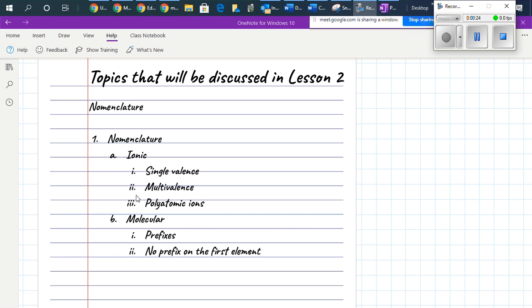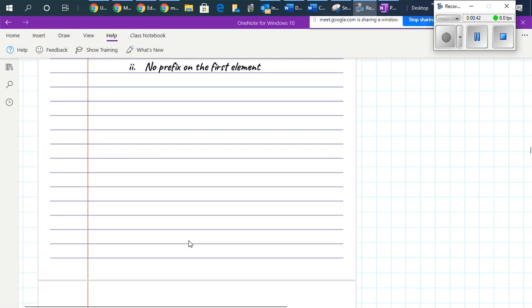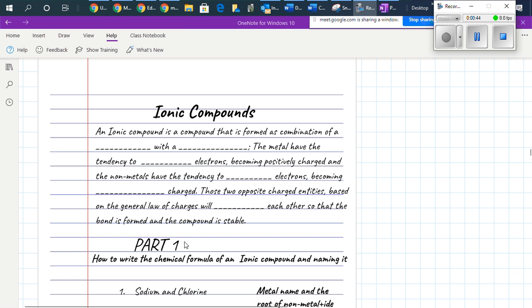all the subtopics: single valence, multivalent, and polyatomic ions. And as well, when we are talking about molecular compounds, in which cases are we using prefixes and in which cases we are not. Let's start with ionic compounds.